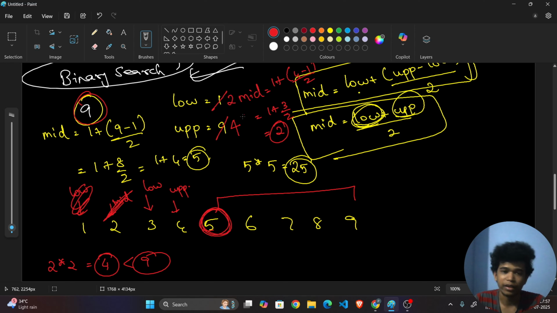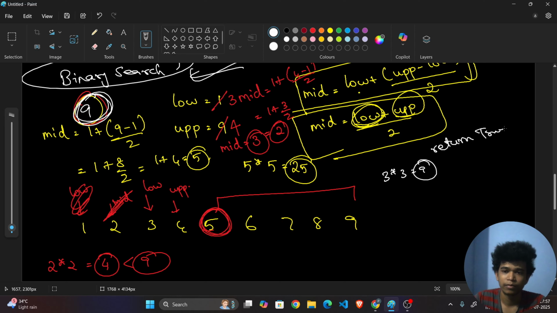2. Now the range is 2, 3. Now if I find the mid value, what is going to be my mid value? Now my mid value is going to be 3, right? Now if I do this, 3 into 3, which is equal to 9. So 9 is equal to the given value 9. So I will be returning what? True. That's it. Hope you understand this. So this is for one number.